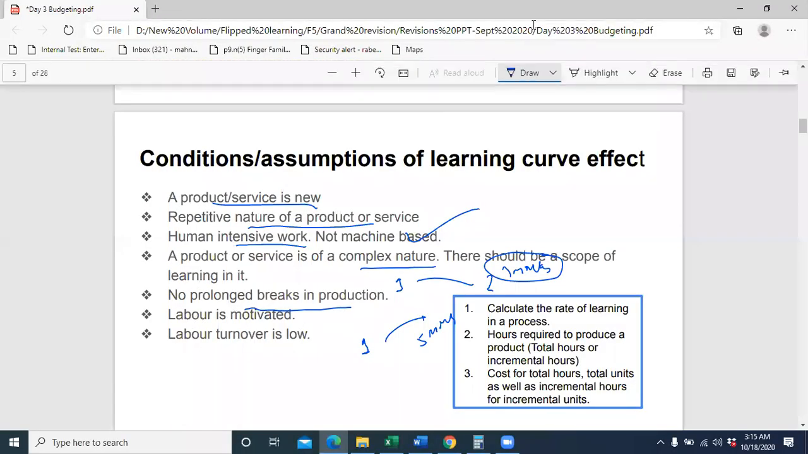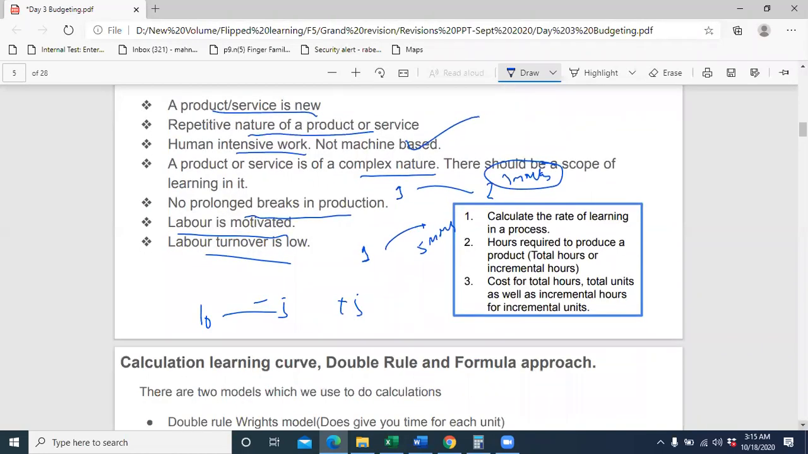Next is labor needs to be motivated. Okay, if I'm not motivated to work, definitely I won't perform well. So maybe if I'm not motivated to work, the learning curve effect won't show. And the labor turnover should be low. First your team of 10, and then 5 leave you, and then you hire 5 back, and then the learning starts all over again. So labor turnover should be low.